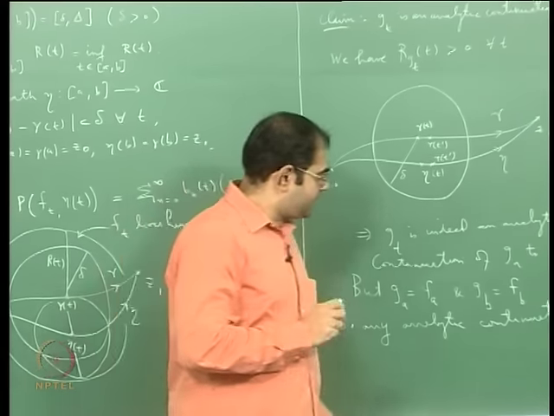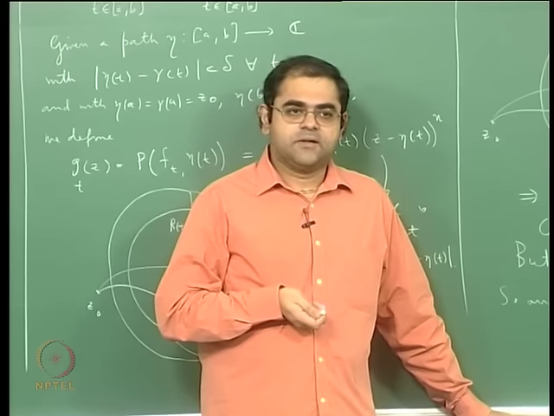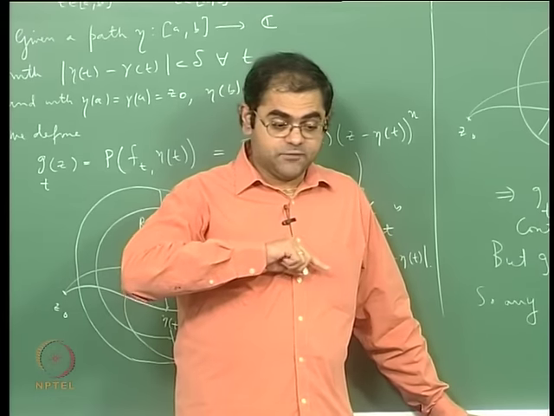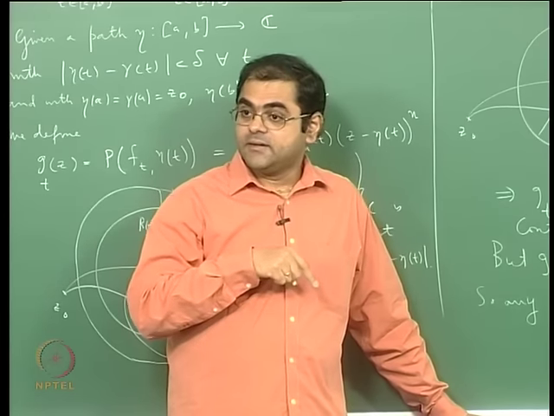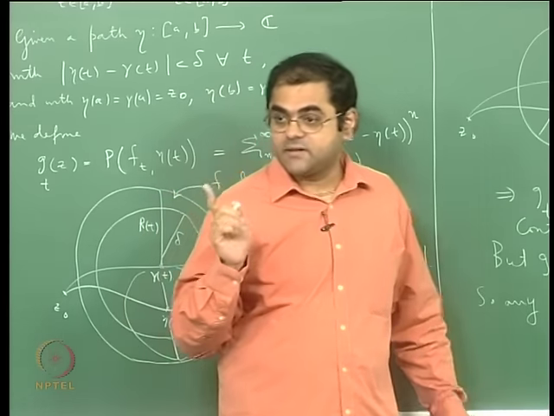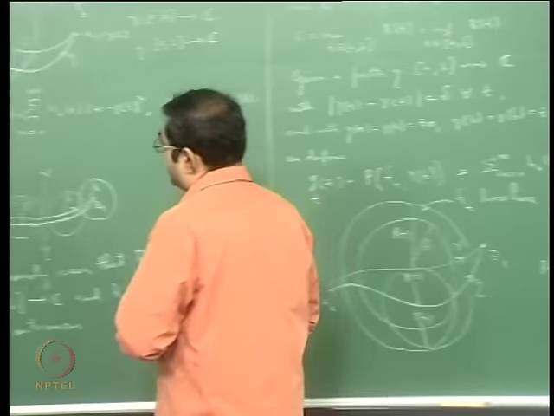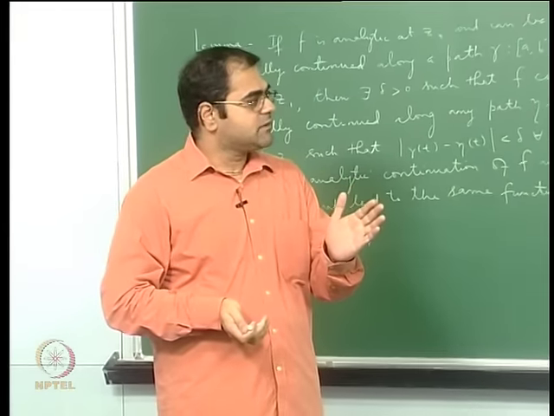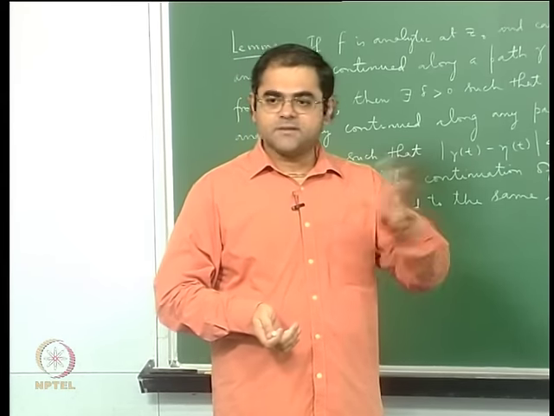And of course, let me again repeat at the risk of being overtly repetitive, that we always keep using this fact that if you give me a parameterized path and a starting function that is analytic at the starting point, then there is only one analytic continuation of that function along that path. This is essentially because of the identity theorem, okay. So that is something that we keep using. Alright, so this is the lemma that says that sufficiently close paths along which you have an analytic continuation will also have analytic continuations, and you will get the same result, okay.